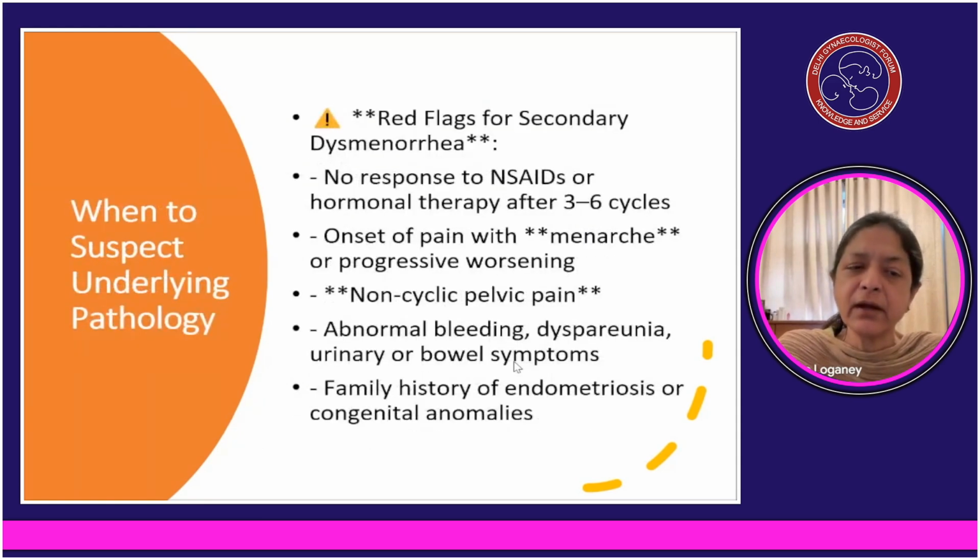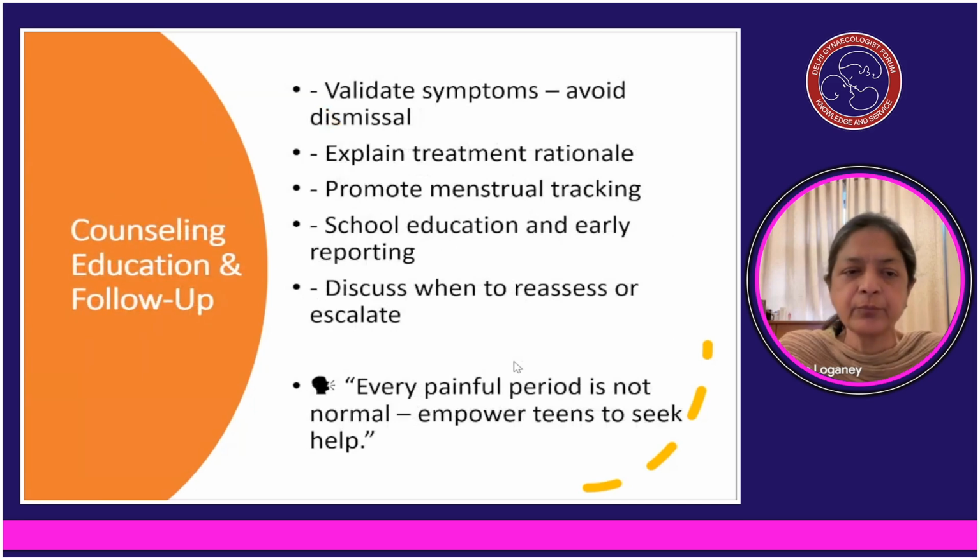When to suspect an underlying pathology? If there is no response to the painkillers or hormonal therapy for 3 to 6 cycles, onset of pain with menarche and progressively worsening, non-cyclical pelvic pain, abnormal bleeding, dyspareunia, urinary or bowel symptoms, and if there is a family history of endometriosis or congenital abnormalities, then these would be red flags and we would consider secondary dysmenorrhea and obviously then take up the patient for further investigations and management.